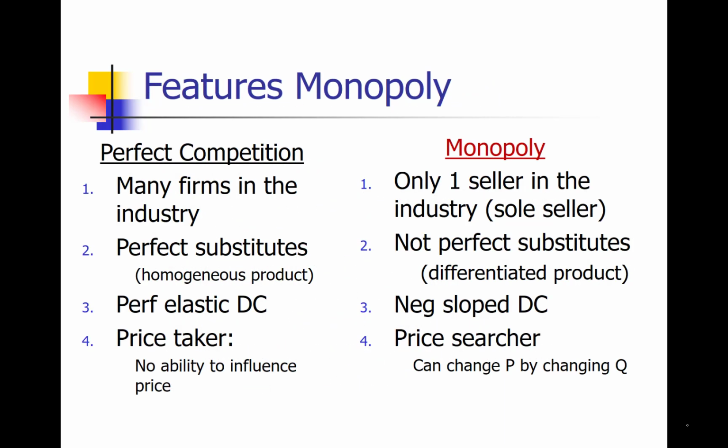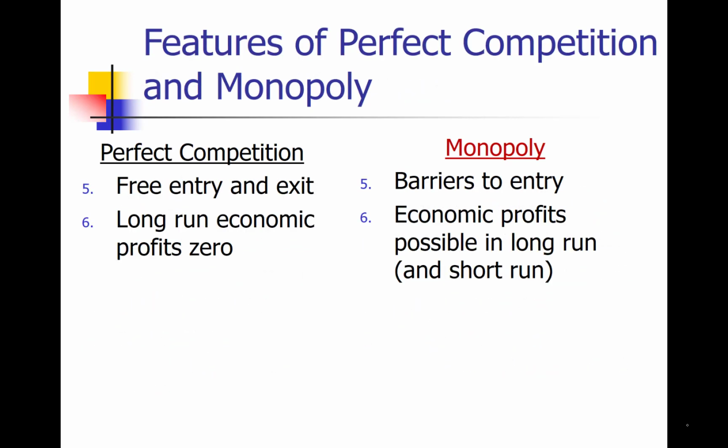So let's quickly review perfect competition. We've got lots of firms, perfect substitutes. Another name for it is homogeneous products. So everybody's selling the exact same thing. Because of that, the demand curve facing each firm in the industry is perfectly elastic. Industry demand curve is downward sloping. Because each firm has a perfectly elastic demand curve, it can change output all it wants, and the price doesn't change, so no ability to influence the price. Key here is there's free entry and exit, and as long as there's free entry and exit in any industry, the long run profits have to be zero.